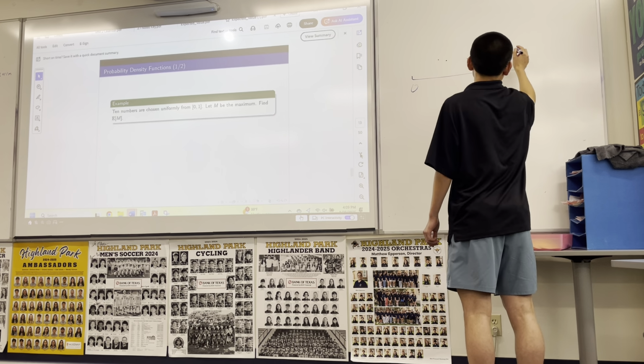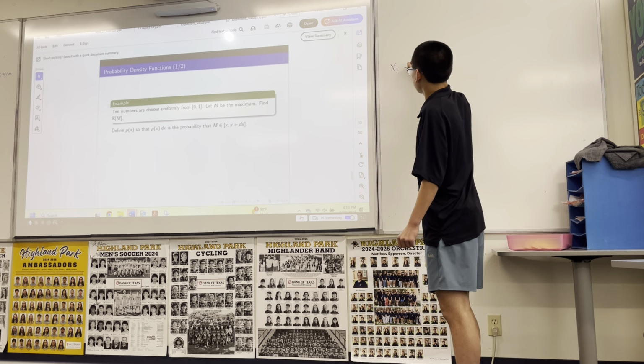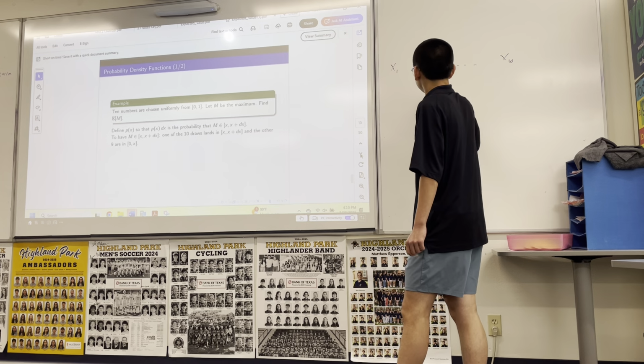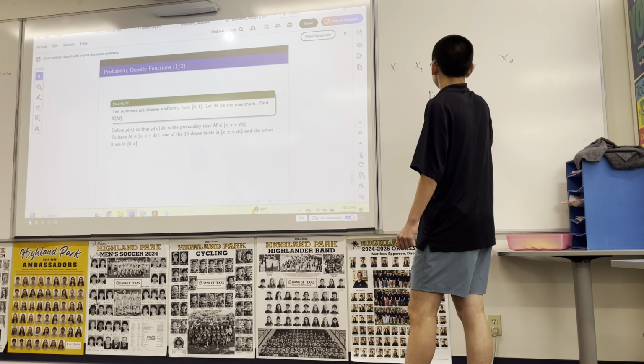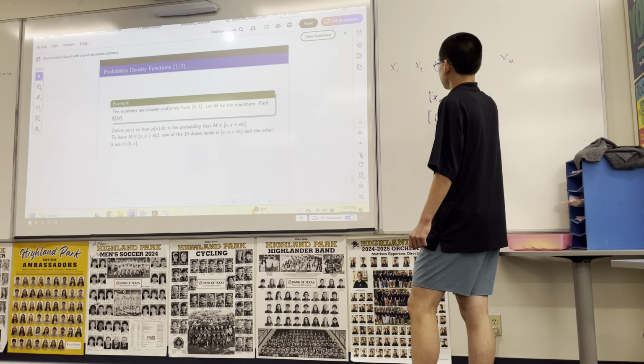We're going to define P of x so that P of x dx is the probability that m is between x and x plus dx. So let's say that each of my guesses are x1, x2, x3 through x10. P of x is equal to the probability that the maximum is here. So exactly one of these 10 needs to be between x and x plus dx. And the other ones all need to be less than or equal to x. They all need to lie in 0 to x.